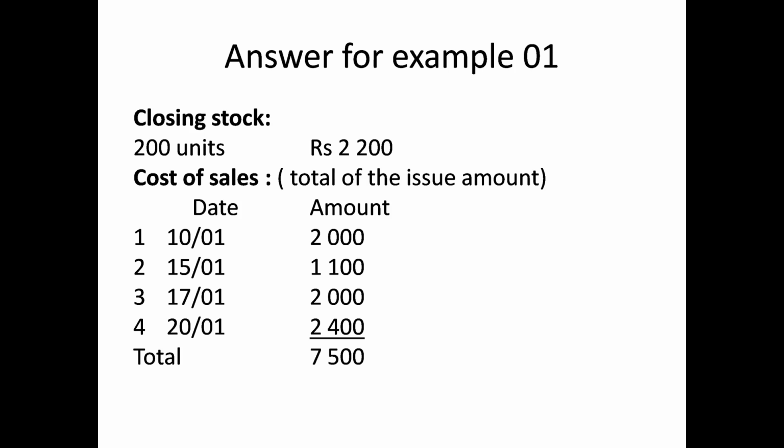Now get the total of all 4 issues. 2000 plus 1100 plus 2000 plus 2400. The total is 7500. That's the cost of sales value under specific identification method.